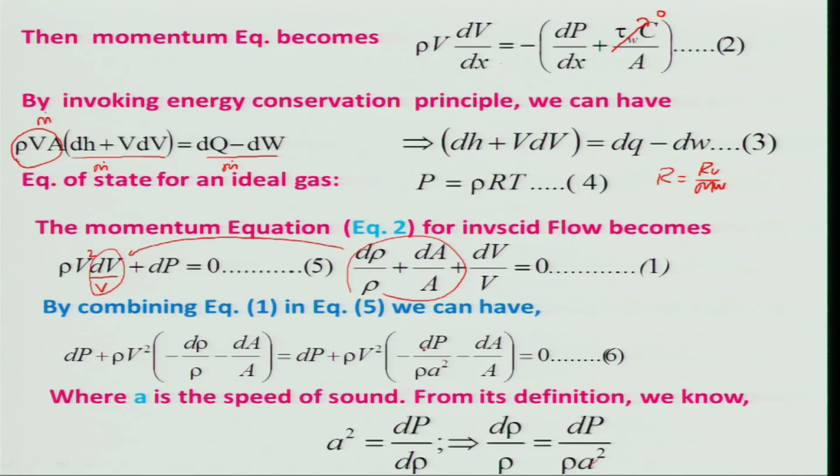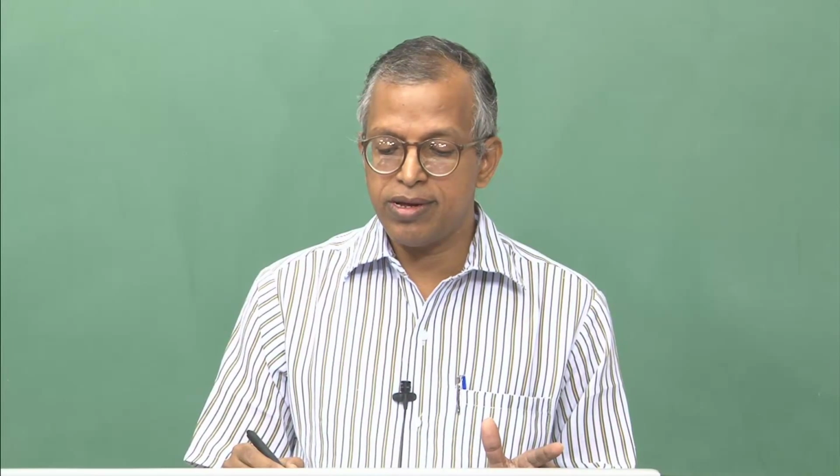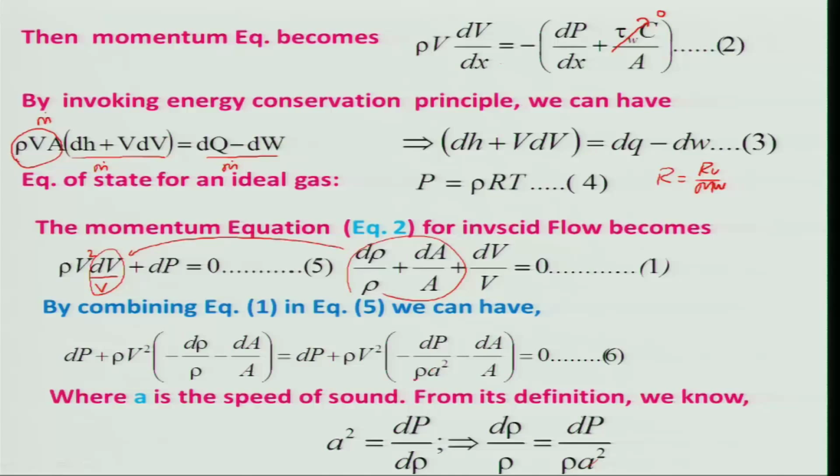So, if I take this out here, rho can be canceled out, and V square by a square, this is nothing but your Mach number square. Then this term becomes, if I take dP out, 1 minus M square. We will do that.